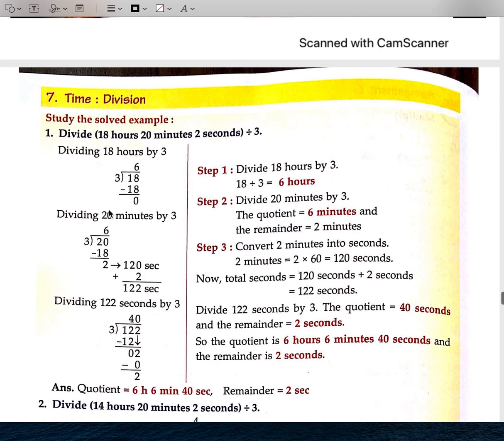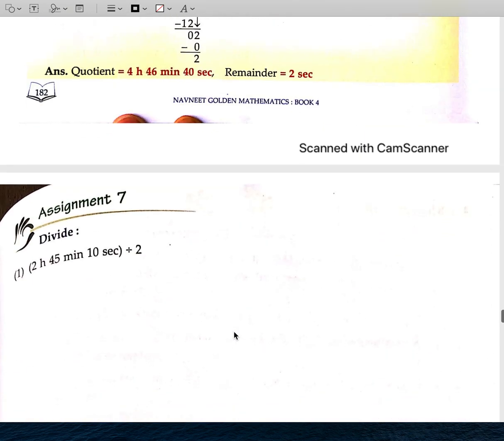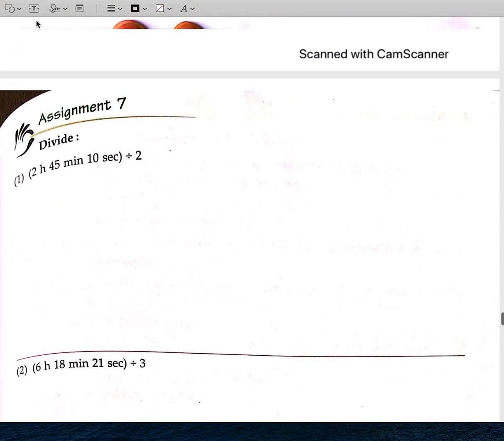Now we will do division. Divide 18 hours, 20 minutes and 12 seconds by 3. First we will divide 18 hours by 3, 20 minutes by 3 and 12 seconds by 3. We get a quotient in each, 6, 6 and 4. Then the answer will be 6 hours, 6 minutes and 4 seconds. So let's try one over here.